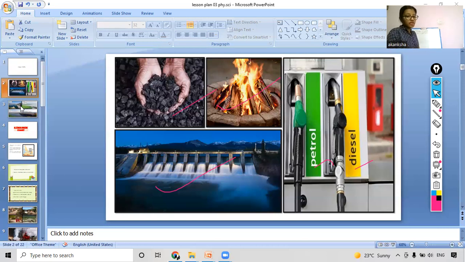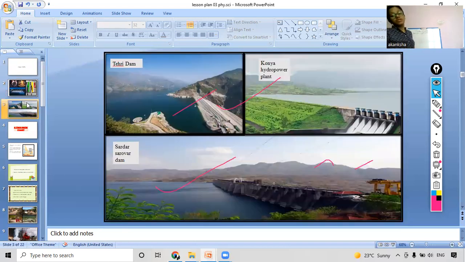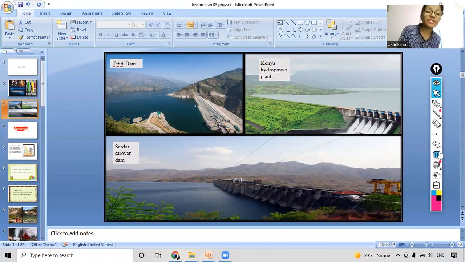So now we will move on to our second slide of pictures. What can you see in this slide? What different things can you see? Okay, in the first slide, you can see Tehri Dam. In the second, you can see Koyna Hydropower Plant. In the third, you can see Sardar Sarovar Dam. Yes, very good. You all mentioned it correctly. These are all dams present in our country. So which type of plant are they? You can see in one of the names, it is written hydropower plant.